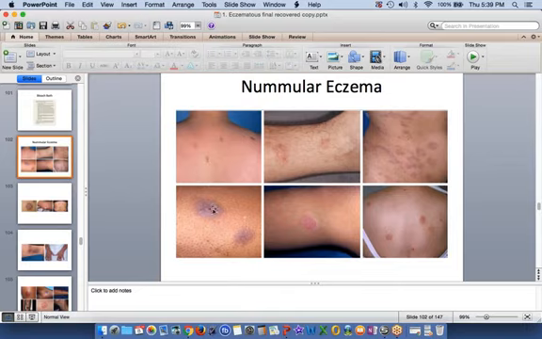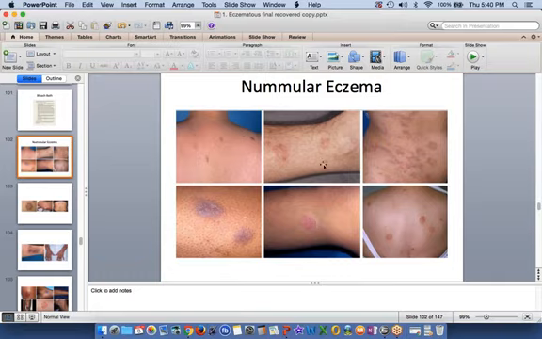When one gets patches that are oval, such as this, there are a few differentials, and I see a lot of providers misdiagnose it. Okay, they call it tinea. They call it by other names, but basically, if it itches a lot and there's no central clearing and there's no scale on the periphery, you're not talking about tinea. Okay.